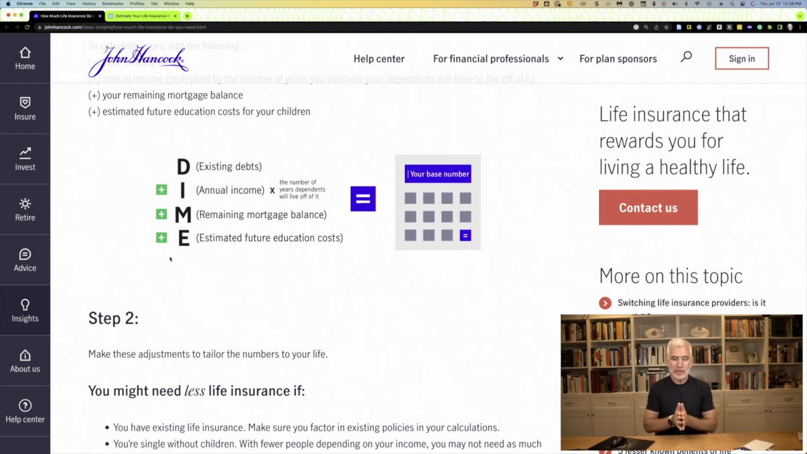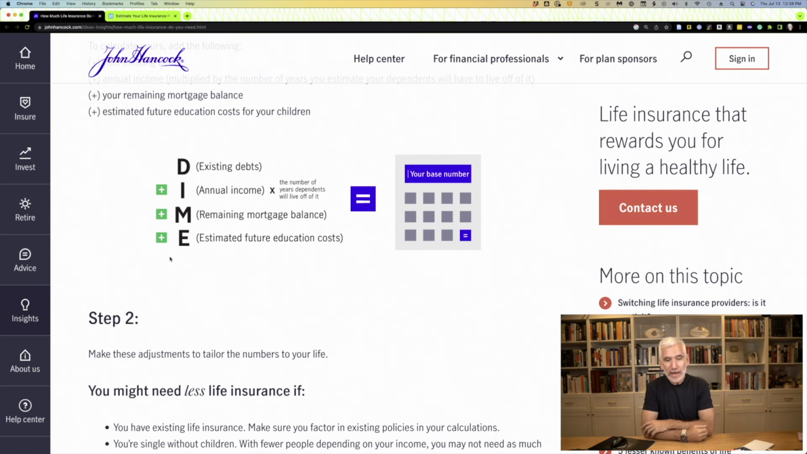One thing to stress here is that if you have absolutely no one relying on your income, you're single, you don't have any children, then you probably don't need life insurance to cover the loss of income should you pass away. Again, no one is relying on it. All right, so that's debts and income.